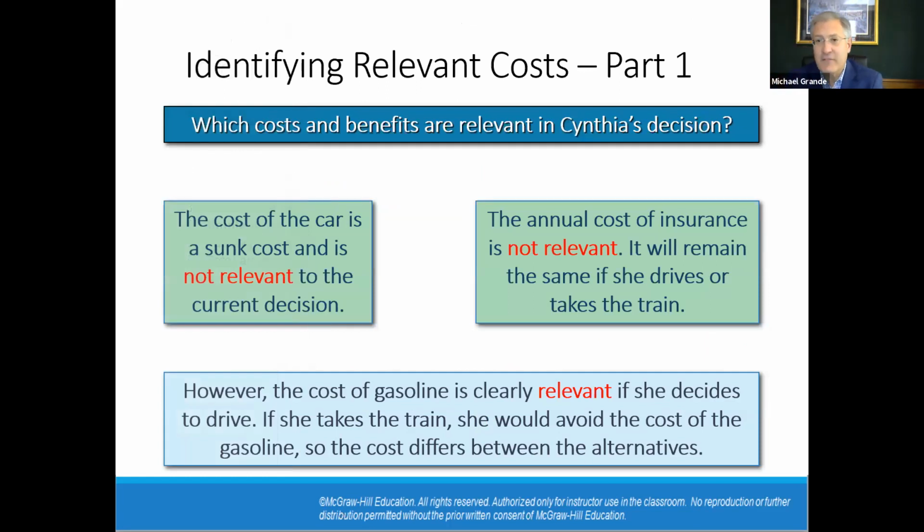Which costs and benefits are relevant to Cynthia's decision? The cost of the car is a sunk cost and is not relevant to the current decision. So therefore, the depreciation is also irrelevant. The annual cost of insurance is not relevant. It will remain the same whether she drives or takes the train. However, the cost of gasoline is clearly relevant. If she takes the train, she would avoid the cost of the gasoline, so the cost differs between the two alternatives.